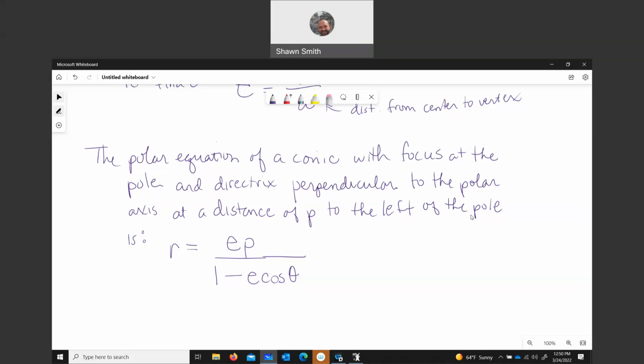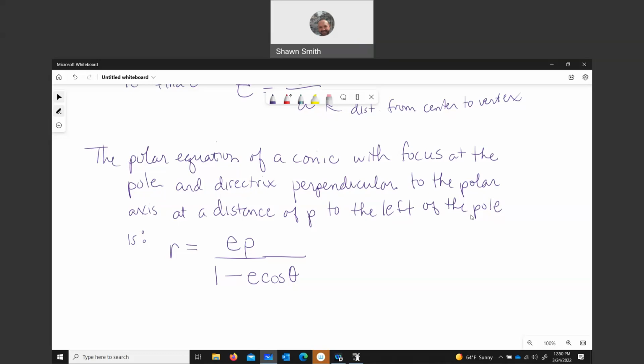The bottom can be 1 minus e cosine theta. Okay, so that means you're to the left. If I do 1 plus e cosine theta, now we're to the right of the pole. And now if we do 1 minus e sine theta, we're that many units below the pole. And then if we do 1 plus sine, we're above the pole. So we got 4 different options.